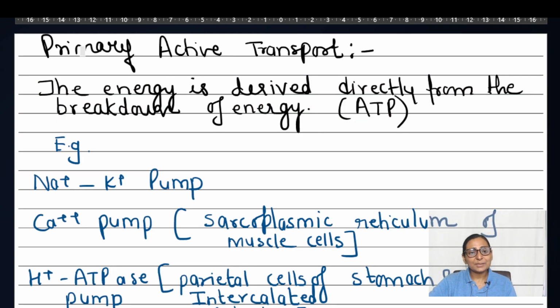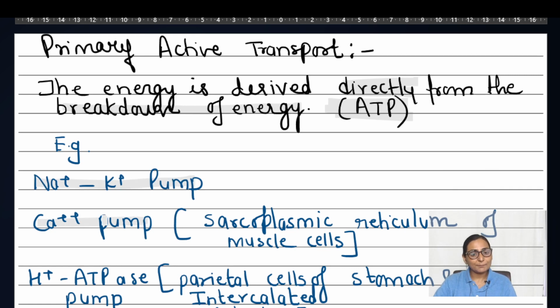Now, as I told you, primary active transport is primary because it is using energy directly, by causing hydrolysis of ATP. So that is the criterion for why primary is primary, because it causes a direct breakdown of energy, which is not a feature of secondary, though it is active. The most common example, rather the only example which we remember, is the sodium potassium pump.